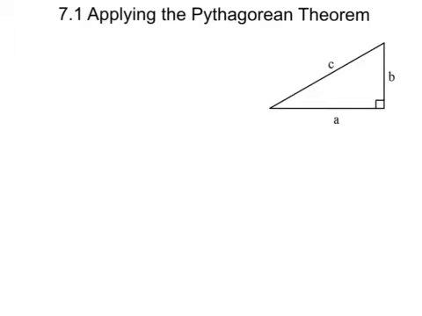So what the Pythagorean theorem deals with is definitely a right triangle. You can only work with right triangles, just like I have over here to the right. Now, like any triangle, it has three sides. Two of those sides are considered legs, and then one of the sides is labeled the hypotenuse.